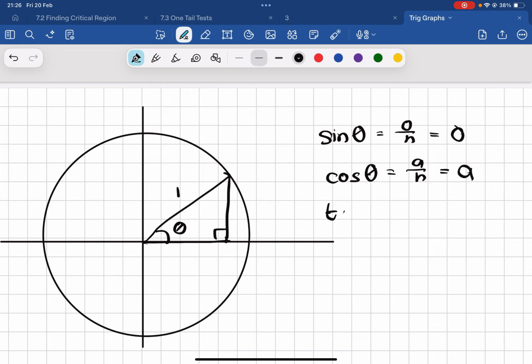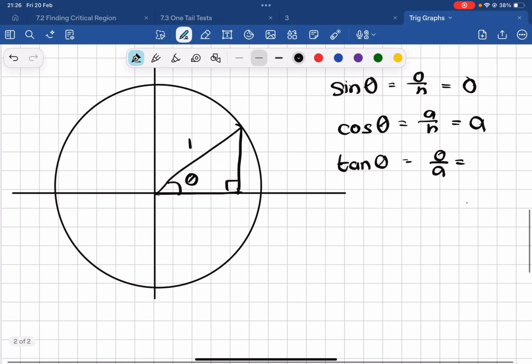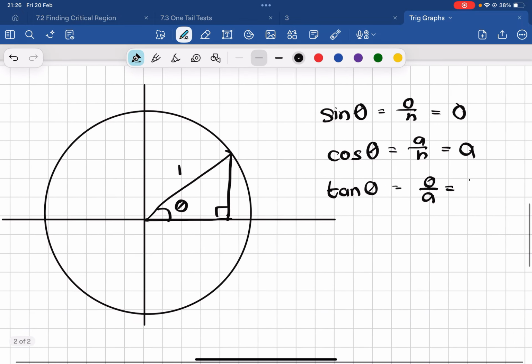Now for tan theta equals opposite over adjacent, and we know this to be sine theta and cos theta respectively. So tan theta equals sine theta over cos theta, and by doing this we've just proved one of the first trig identities we ever see. So that's quite nice.